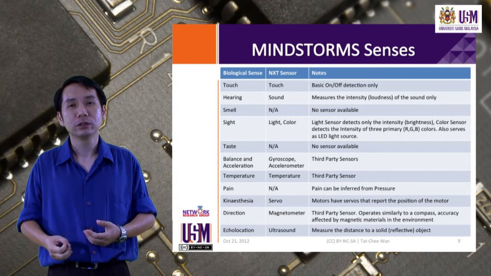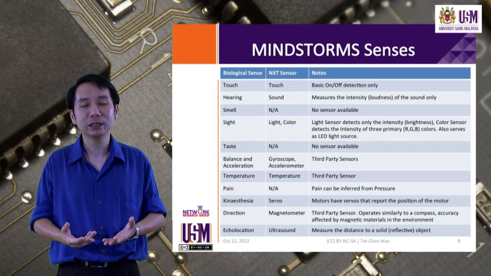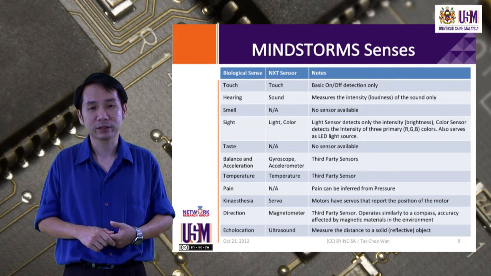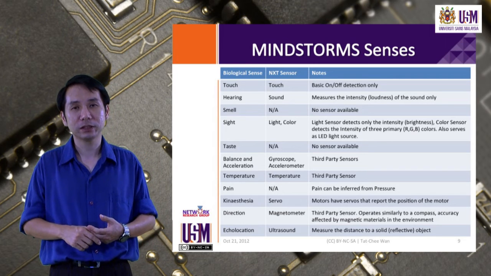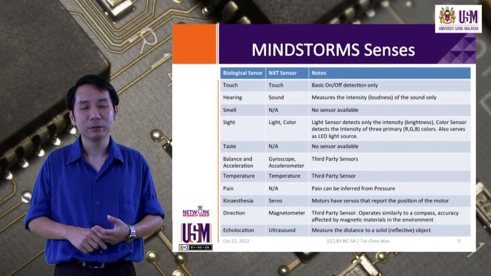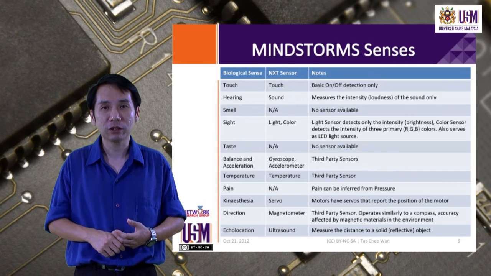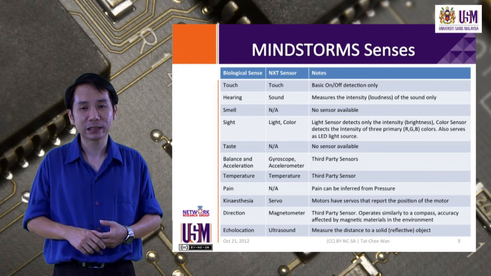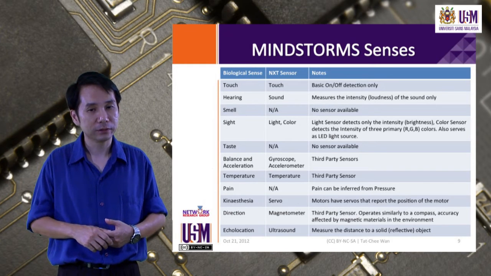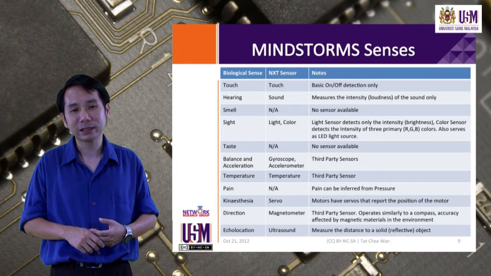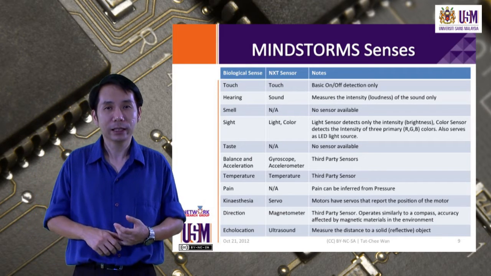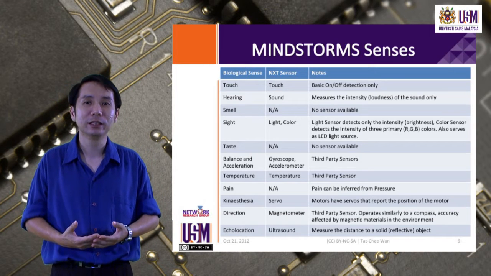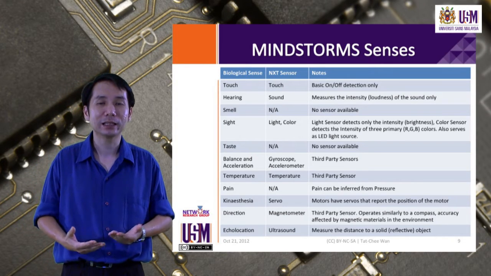In addition, to determine position, balance, and acceleration, we have gyroscopes and accelerometers. And there are temperature sensors available, as well as being able to detect the position of a given limb or motor by using the servo mechanism on the motor itself. In addition, magnetometers can tell us the direction, and the ultrasound sensor provides a very primitive form of echolocation, such as that used by bats and other marine animals.